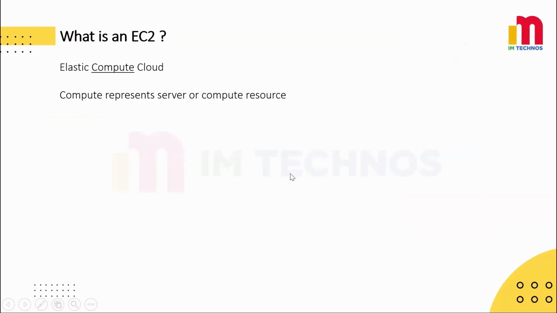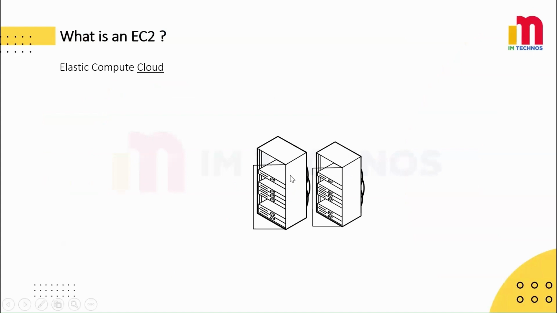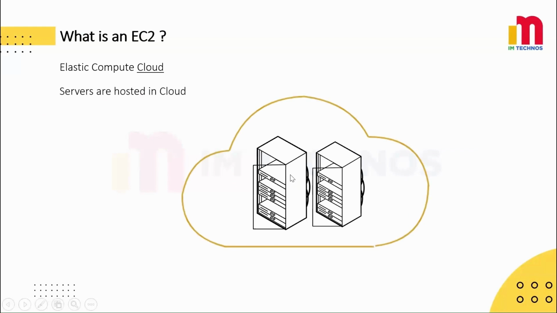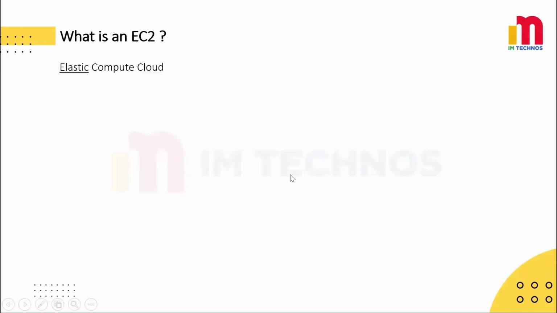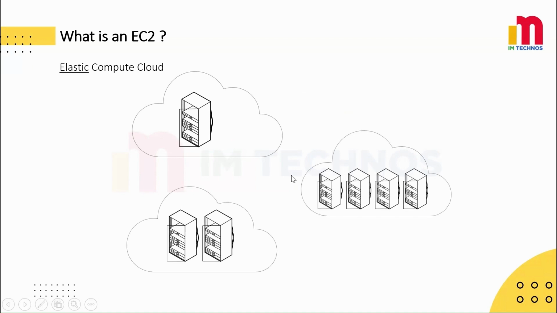The term compute refers to the server or the computational resource that powers your application. Cloud signifies these servers are hosted remotely in the cloud, eliminating the need for physical hardware on-site. Elastic highlights the ability to automatically scale the number of servers up or down based on real-time application demand, ensuring optimal performance and cost efficiency.